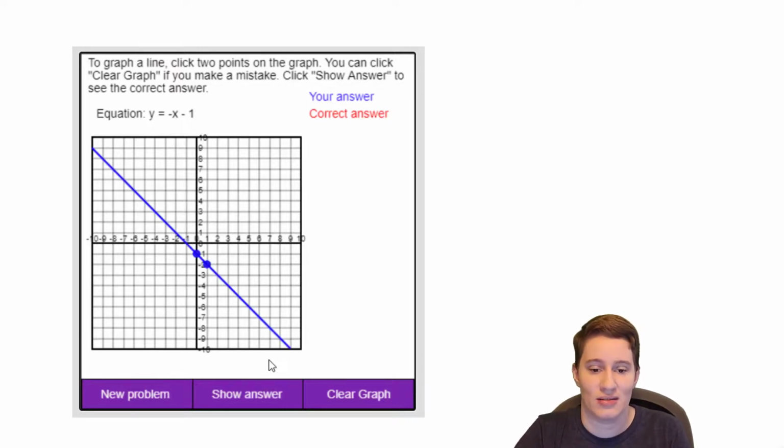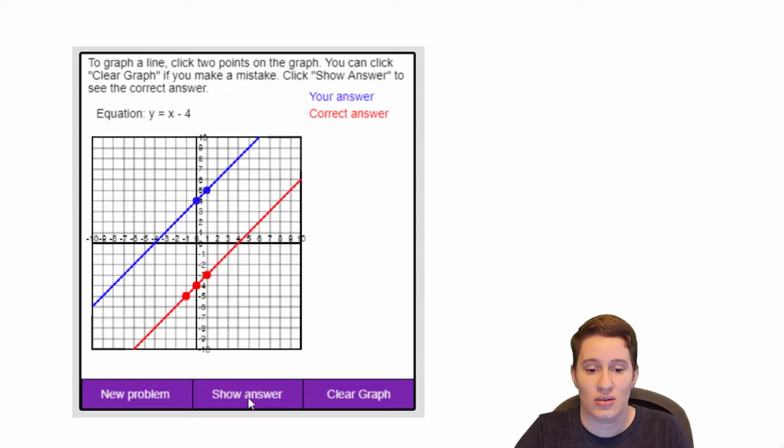So let's see if we're right. So our graph is in blue. The answer is going to show up in red. Ta-da! They overlapped, right? Let's do one where I do it wrong on purpose so you can see. So let's see. Let's pretend like I didn't notice the negative for the negative 4. So I put my y-intercept here at positive 4, go up 1, right 1. There's my line. And I can click show answer, and I can see, okay, I got it wrong.